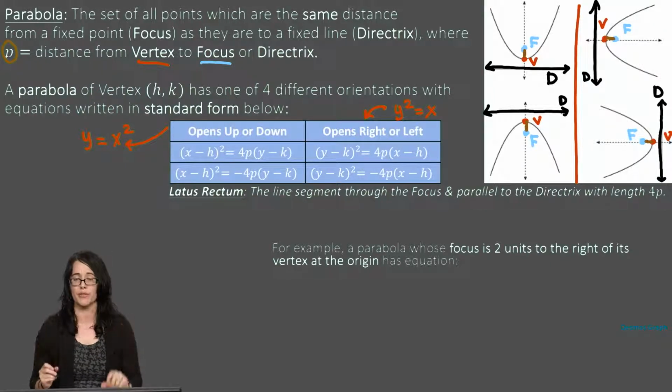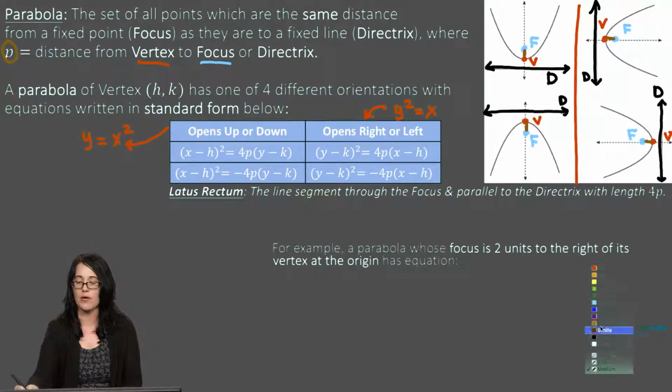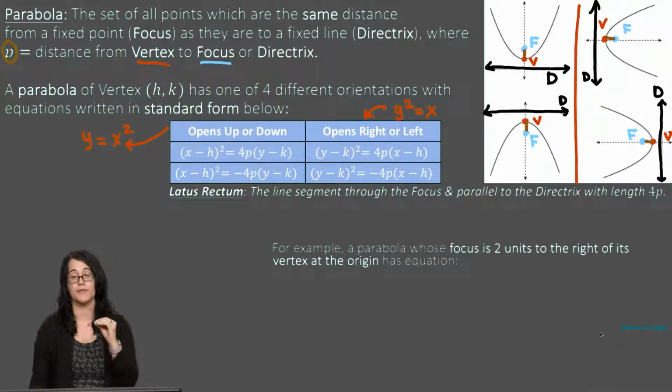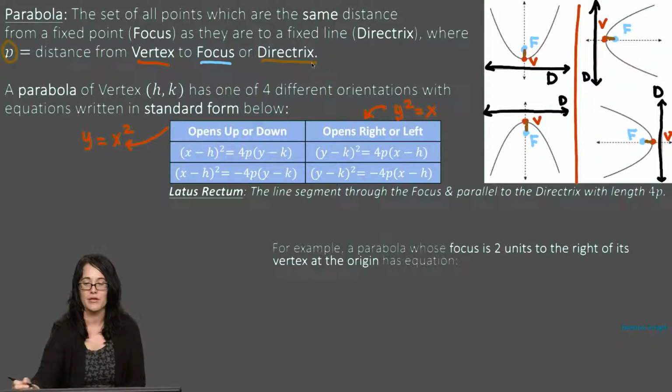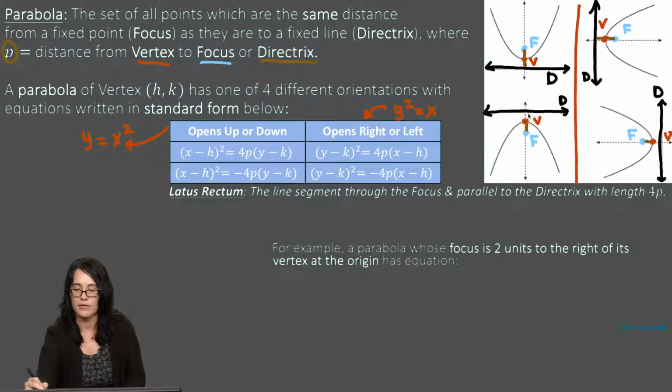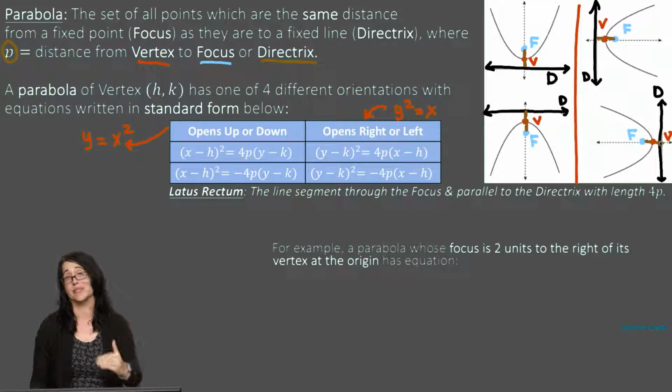Now, that P is really important because that P was not only your distance from your vertex to your focus, but it's also the distance from your vertex to your directrix. So that distance, again, P, is the same in this direction as well. So if it was 2 units in one direction to your focus, it's 2 units in the other direction to your directrix. Why do we care about these things, you might be wondering?